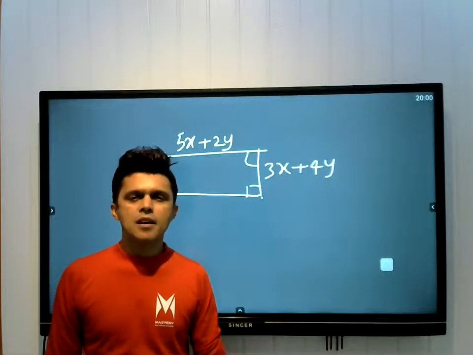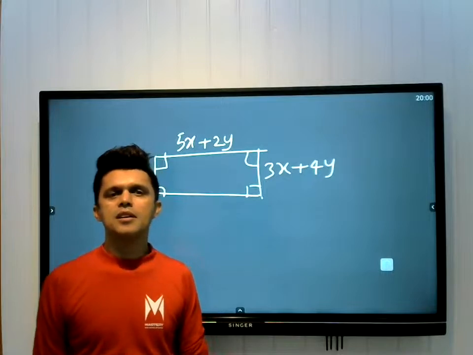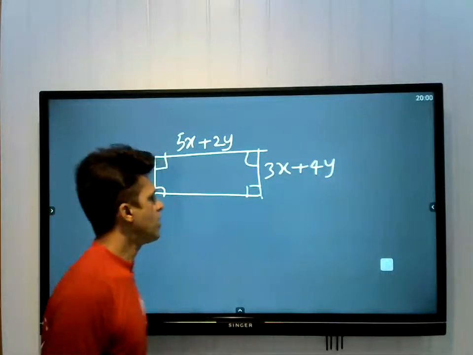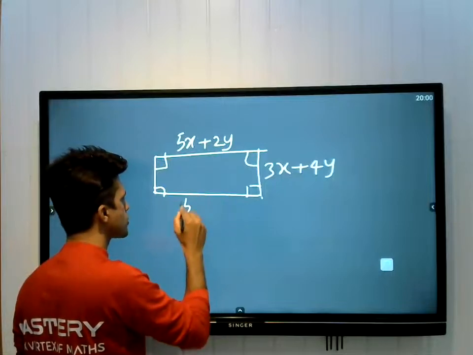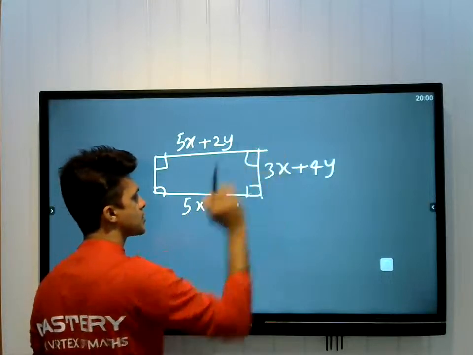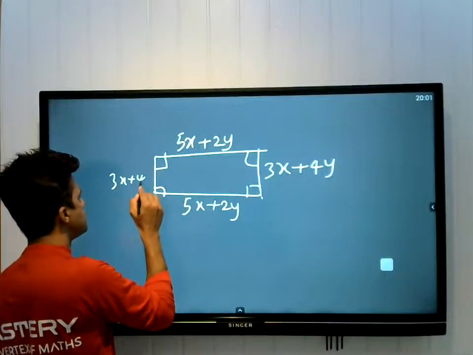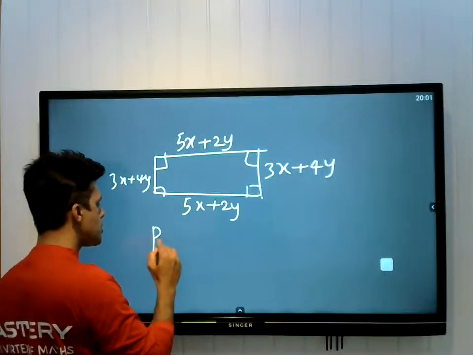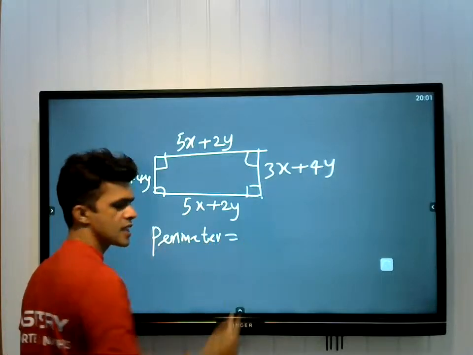The first question is you need to get the perimeter of this rectangle in terms of x and y. The length is 5x plus 2y here and here, and the breadth is 3x plus 4y here and here. Now you are able to get the perimeter. The question is to get the perimeter in terms of x and y.